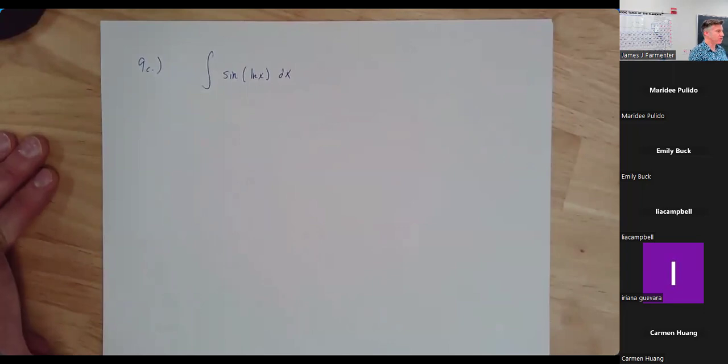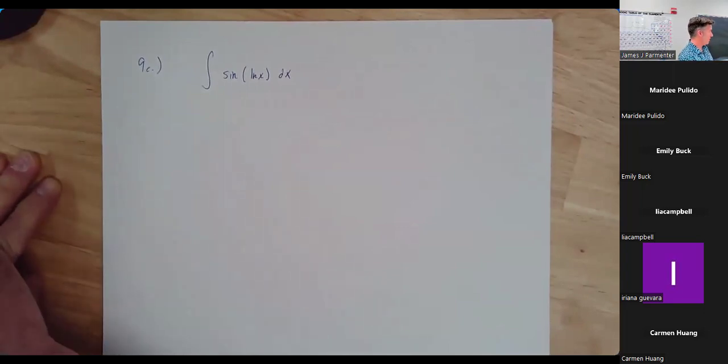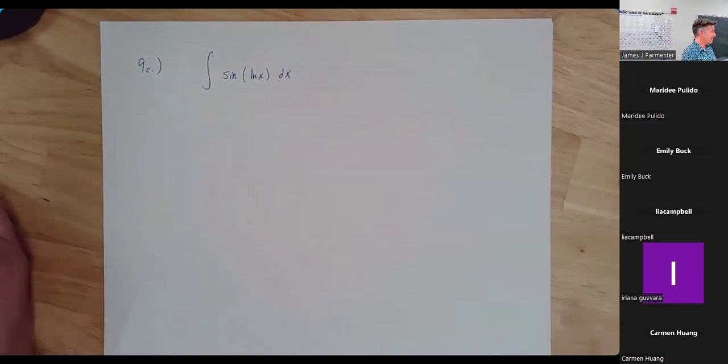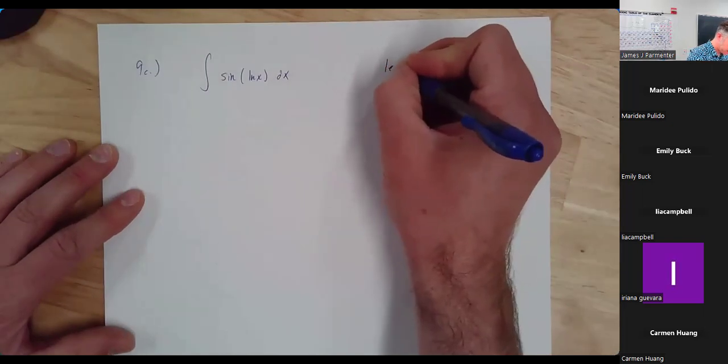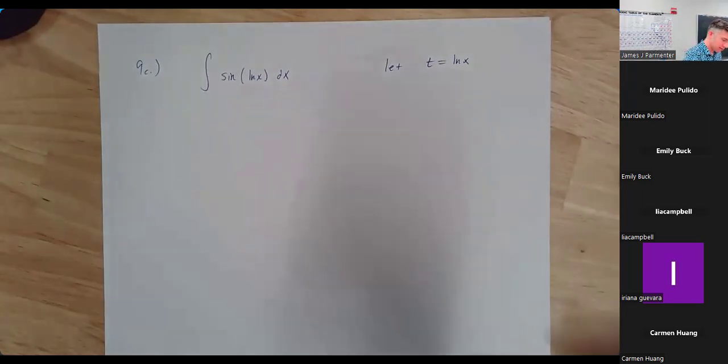Sine of the natural log of x. Okay, this one you can do 2 different ways. The way that seems the most sensible to me is to start with a u sub, and then it's going to be integration by parts. Since I know that starting with a u sub is going to lead me to integration by parts, I'm going to do my u sub with a different letter. I'm not going to use u. I'm going to use t. So we're going to let t equal the natural log of x for our u sub.